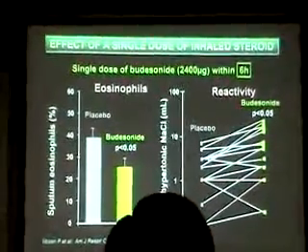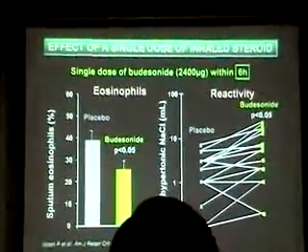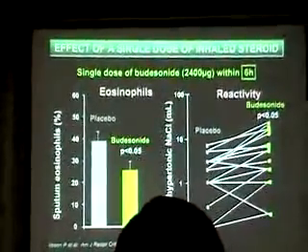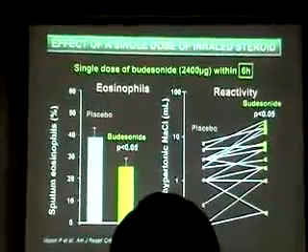So we always think that the steroid takes a very long time, and that's true when we measure the lung function per se. But when we measure the lung inflammation, it starts working pretty quickly.